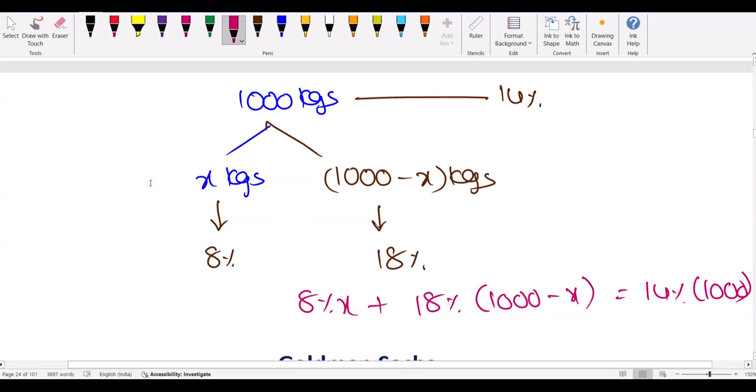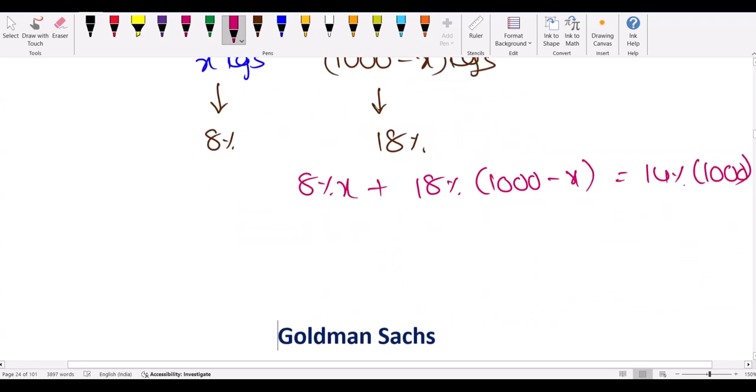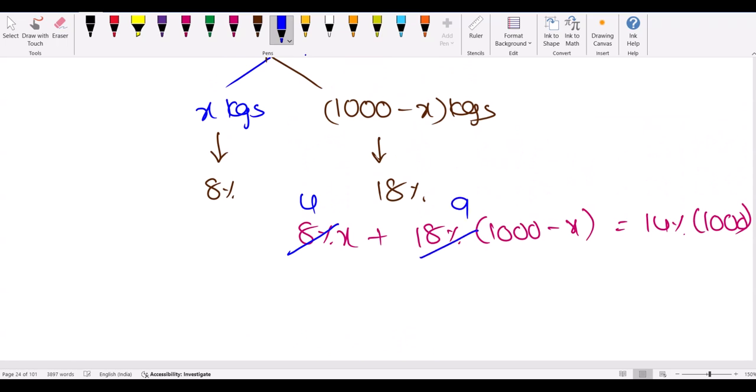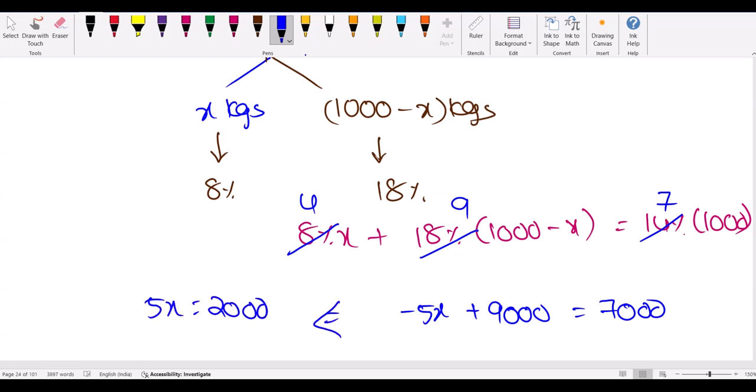If you solve for X, you will get 400. But the answer is not 400, because we want the 18% profit part. Easy thing: cancel the percentages to 4 times, 9 times, 7 times. 4x minus 9x is minus 5x. Here 9 into 1000 is 9000, there 7000. So 5x equals 2000. What is the X value? 400. Is that your answer? They are asking how much you sold at 18% profit. So the answer should be 600 kgs.